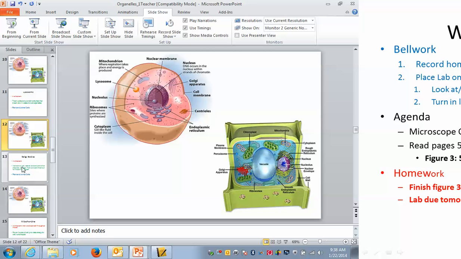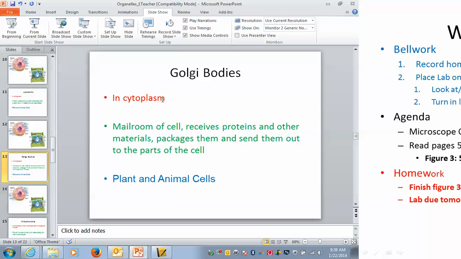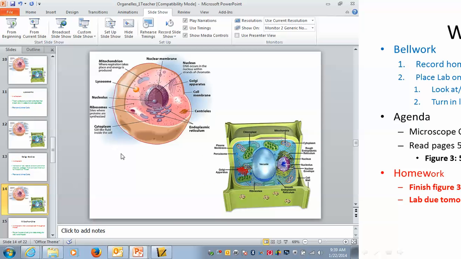The next thing is the Golgi body. It's in the cytoplasm. It's like the mailroom of the cell. It receives proteins and other materials, packages them up, and then sends them out to other parts of the cell. So it's a collection center of sorts, okay? It's found in both plant and animal cells, and it has a very distinct shape.